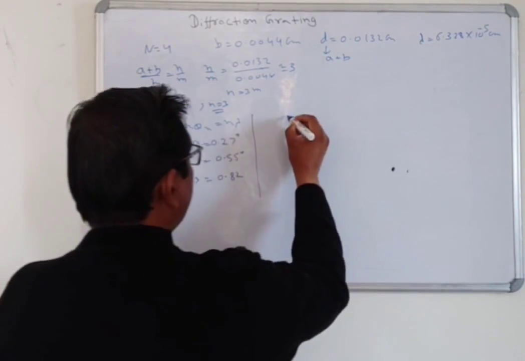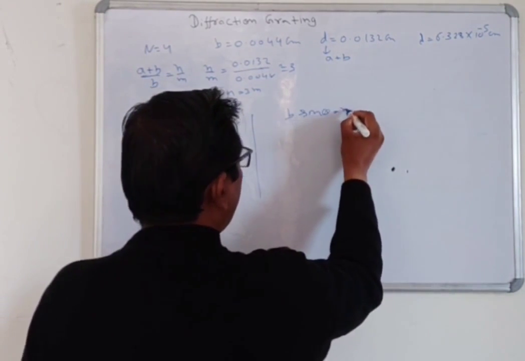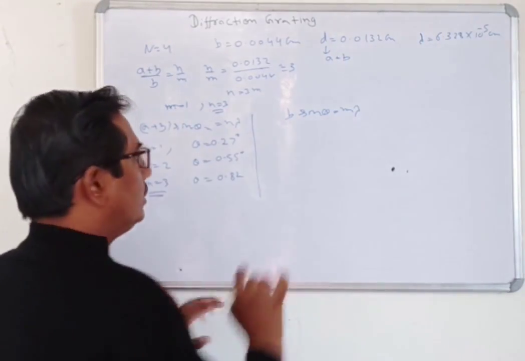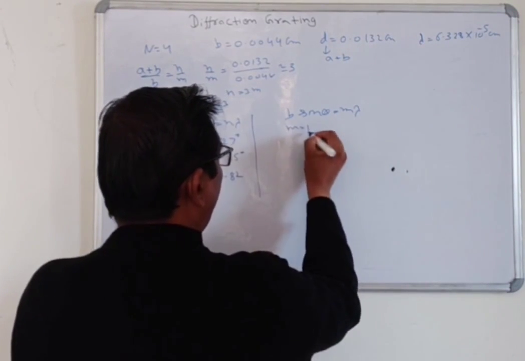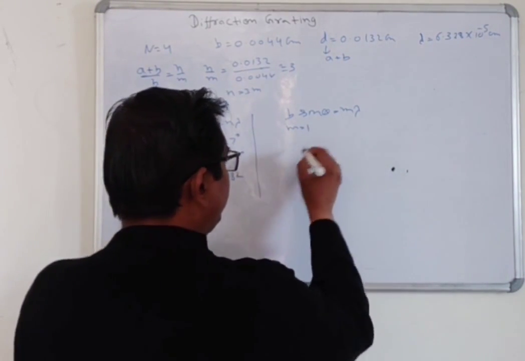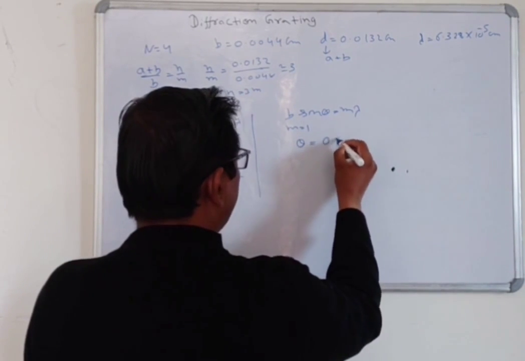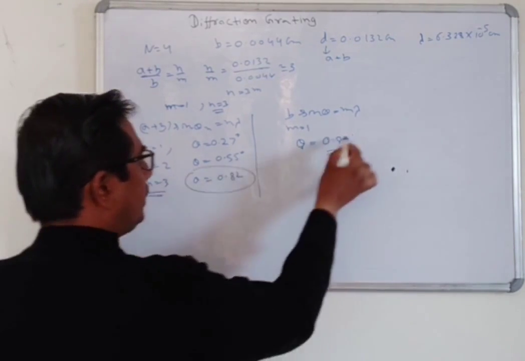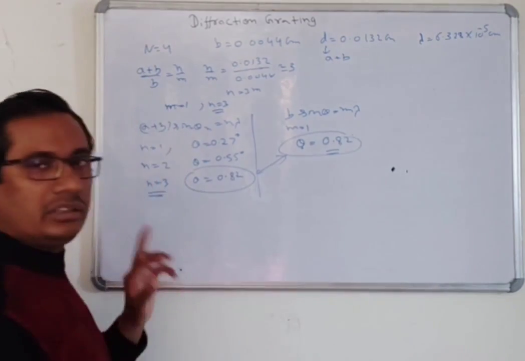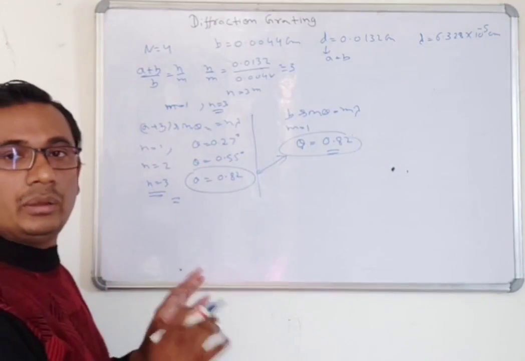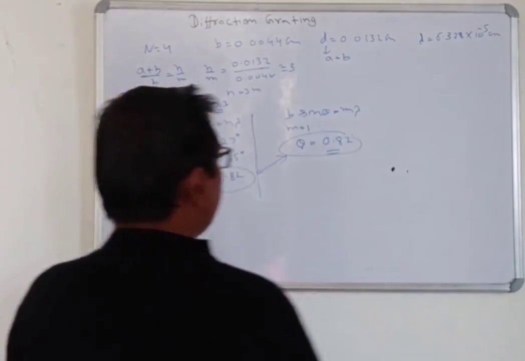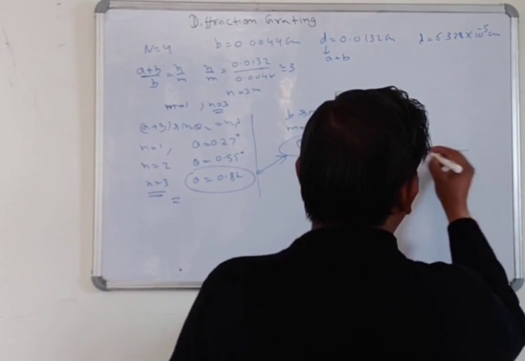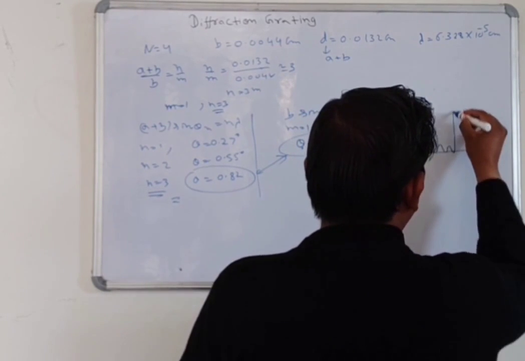Okay, now b sin θ is equal to mλ. This is the condition for diffraction minima. Now here m is equal to 1, and you will check it: θ is equal to 0.082. You can see here that the value for n is equal to 3, both will be the same. It means that this will be missing on the theta scale. Okay, it means n is equal to 4, like that.